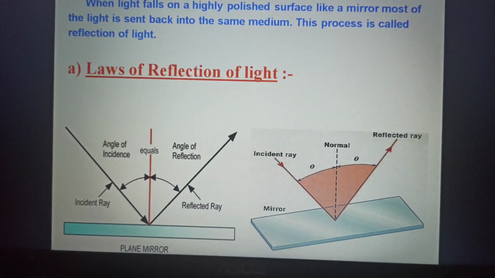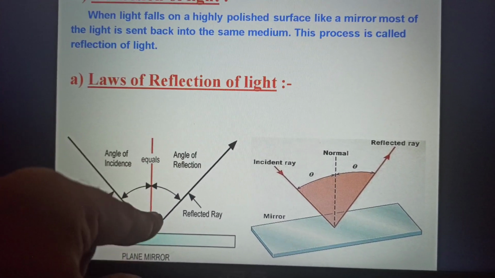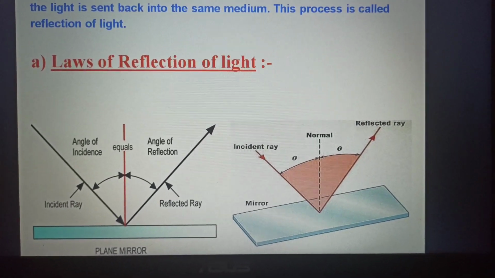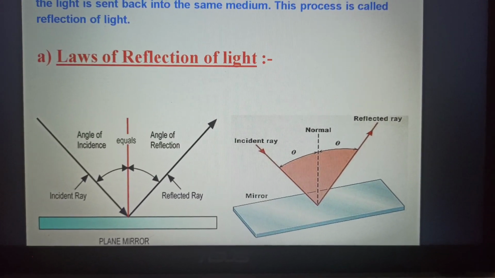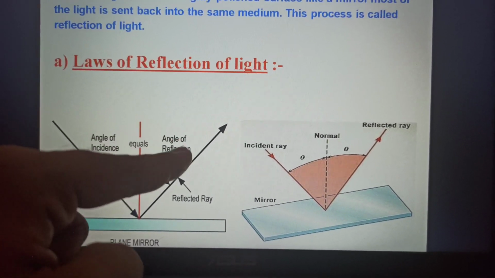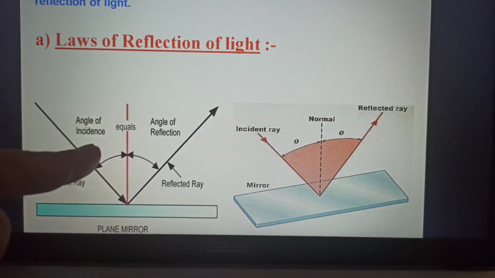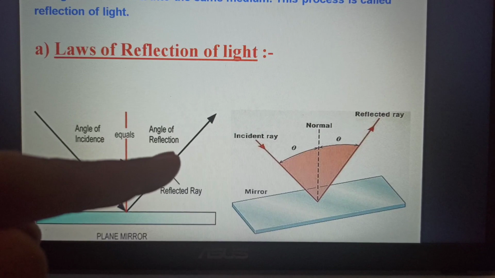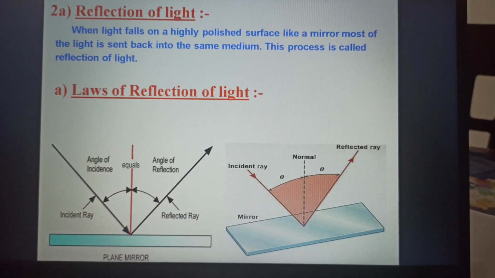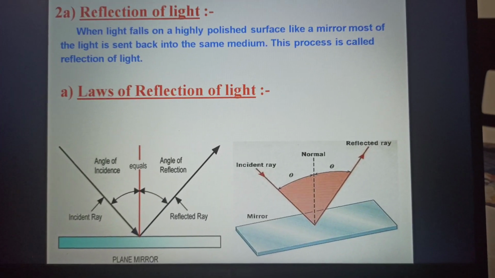Can I say one point? The incident ray, the reflected ray, and the normal at the point of incidence all lie in the same plane. Yes or no? Now if you see the diagram once again, the angle of incidence is equal to the angle of reflection. So my second law is that the angle of incidence is equal to the angle of reflection. How much time did I take? Hardly 30 seconds, just by remembering the diagram.